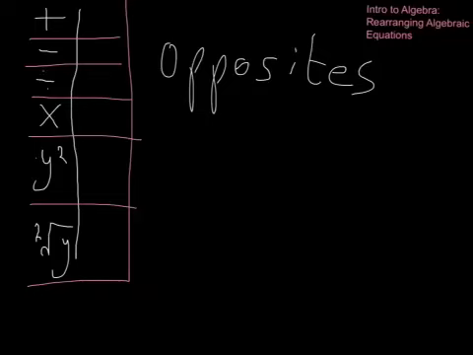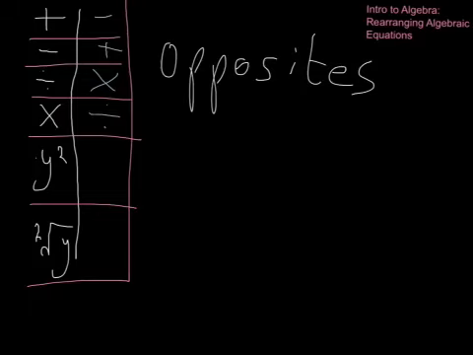So, what is the opposite of addition? Hopefully you know that to be subtraction. Now, the opposite of subtraction would therefore be addition. The opposite of divide, or division, would be multiplication. The opposite of multiplication would be to divide.